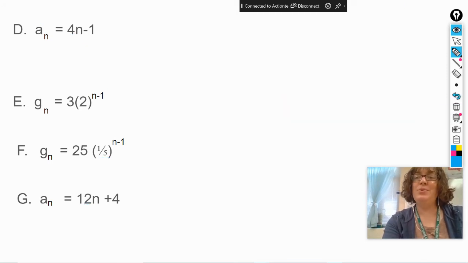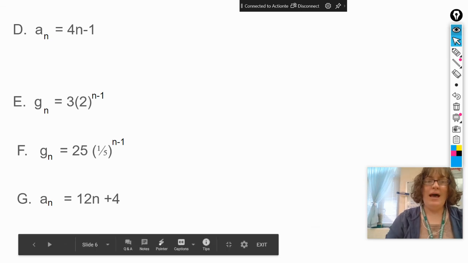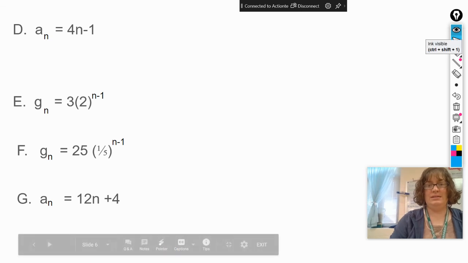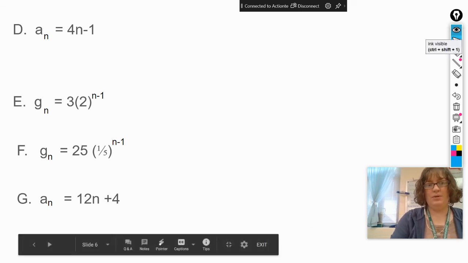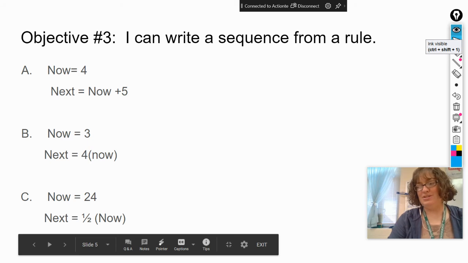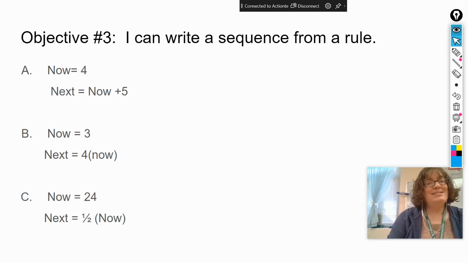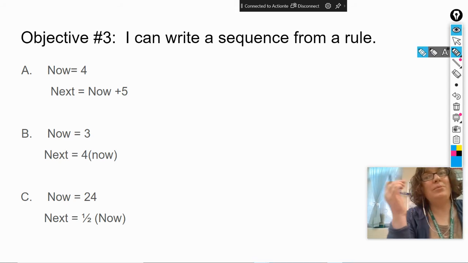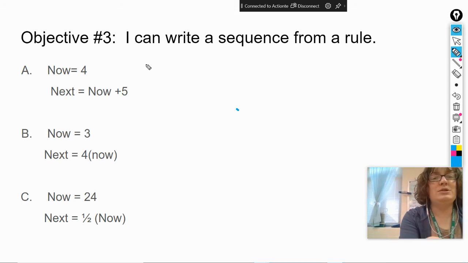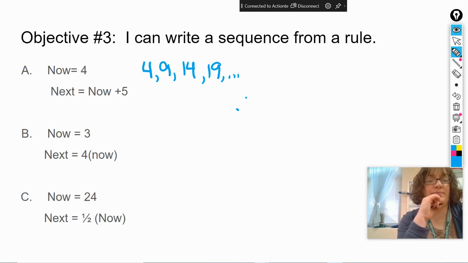All right, we're going to continue with this objective just a little bit more because sometimes they don't write the rule in this manner that we just saw here. Sometimes they write the rule in that recursive form that we talked about. So this one's a little bit easier to work with. This one starts with now. That's where I start. And then it says add 5 each time. So 4 plus 5 is 9. 9 plus 5 is 14. 14 plus 5 is 19, and so on.